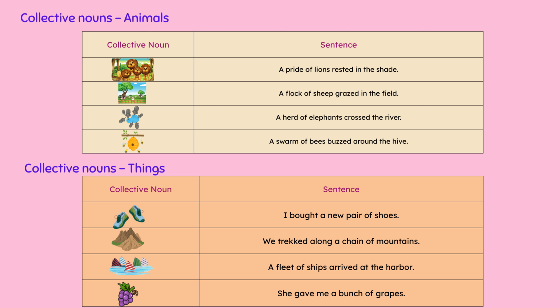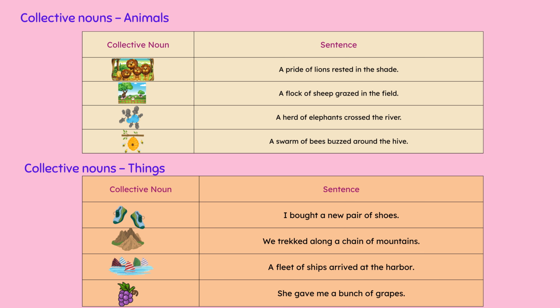A herd of elephants crossed the river. Herd is used for large animals like elephants or cattle. A swarm of bees buzzed around the hive. Swarm describes a large group of insects, especially bees. Each of these words refers to a group of animals considered as one unit.